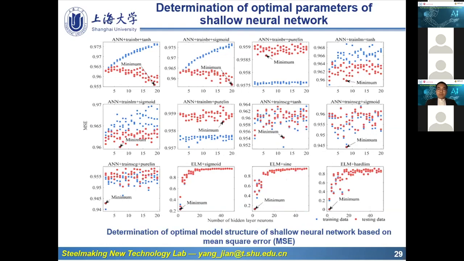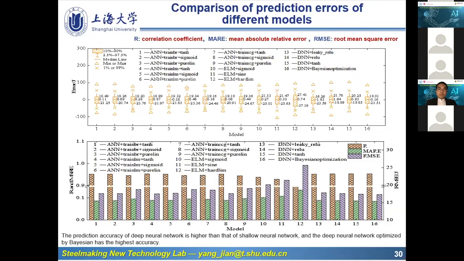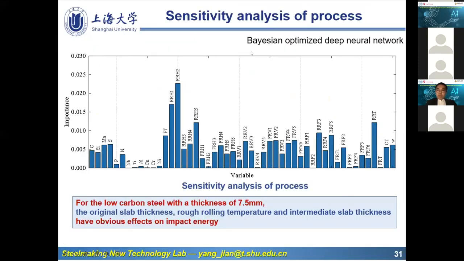And here is a comparison of the prediction errors of 16 different models. The prediction accuracy of the deep neural network is higher than the shallow neural network. This DNN is a deep neural network, and the ANN is a shallow neural network. The deep neural network optimized by the Bayesian method, the 16th one, has the highest accuracy with the smallest error box and the smallest error.